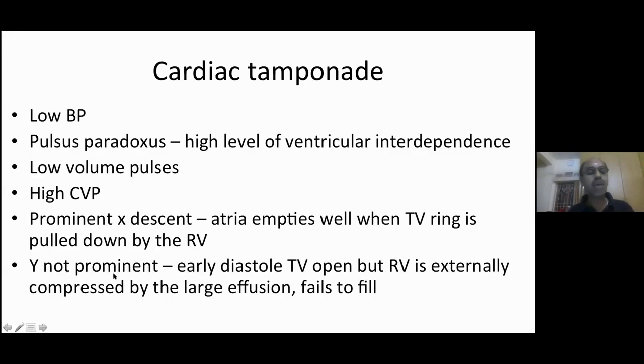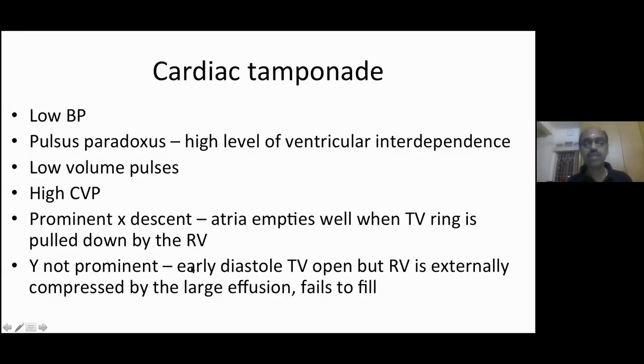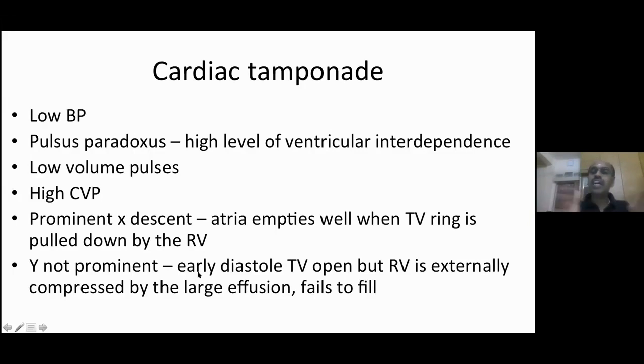Y descent is not prominent. Why? During early diastole in constrictive pericarditis, there is a sudden rapid ventricular filling. In constrictive pericarditis, the only time when the ventricle fills is in early diastole. So there is a sudden filling of the right ventricle during early diastole, causing a marked fall in the RA pressure, so sharp Y descent. The same does not happen here because the RV is externally compressed by the high fluid.